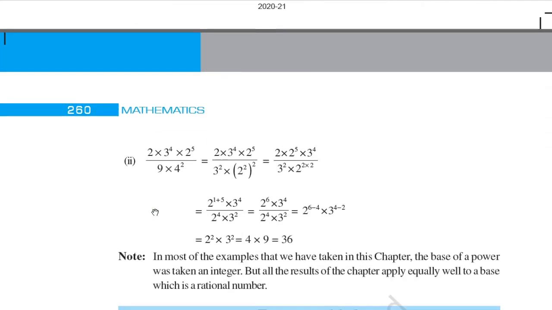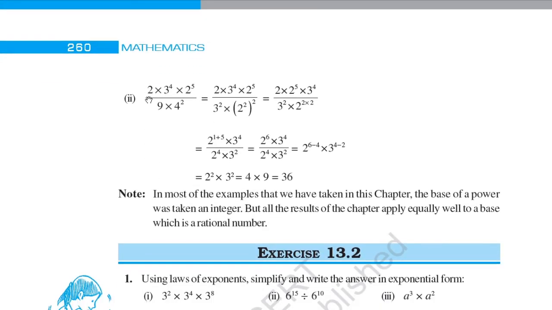Now another one is there: 2 into 3 to the power 4 into 2 into 2 to the power 5 upon 9 into 2 to the power 4 to the power 2. So this can be written as 2 to the power 2, and the rest will remain the same. So you get 2 to the power 4 here, because this 2 will get multiplied. Now you will take the same bases. These two have the same base, so this will become 6. Now the same base is this 2 and this 2, so this will get subtracted: 6 minus 4, the base will remain the same, but the exponent gets subtracted because it is in division. So 2 to the power 2 into 3 to the power 2. This will become 4 into 9, that is 36.